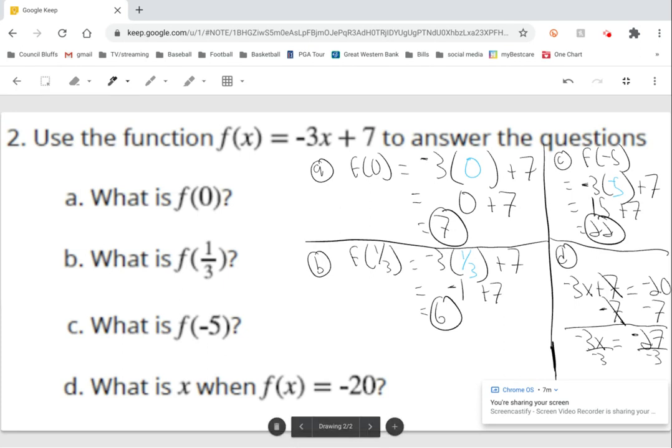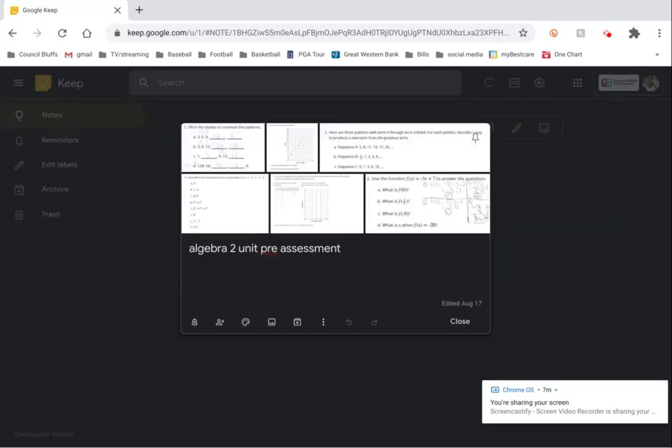Okay, and then I'll do negative 27 divided by negative 3. That's a negative divided by a negative. That's going to give me a positive 9. So x in this case equals positive 9. So to answer the question, what is x when f of x equals negative 20? X is equal to 9. And that is it for number 2. Okay. Number 3.